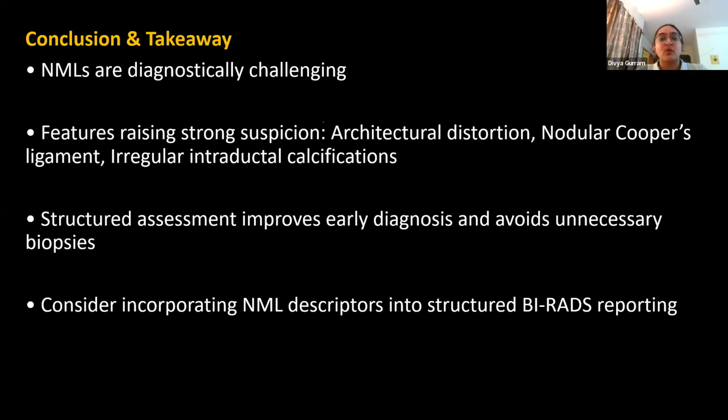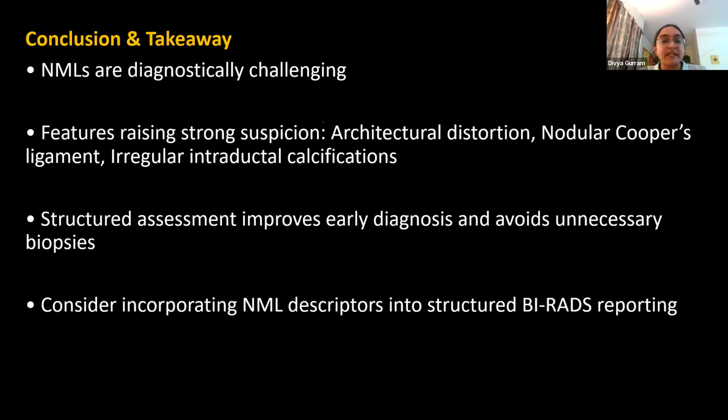Yeah. So coming to the conclusion of my webinar, the appearance of non-mass findings on ultrasound can be subtle, and they're very diagnostically challenging, and a wide range of both benign and malignant conditions can present as non-mass findings on ultrasound. Features which raise strong suspicion are architectural distortion, nodular Cooper's ligament, and irregular intraductal calcifications. Mammographic lesions that most often present as non-mass findings on ultrasound include asymmetry, focal asymmetry, and architectural distortion. So they should always be correlated with the ultrasound as well.